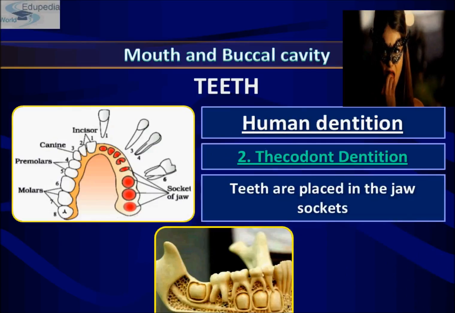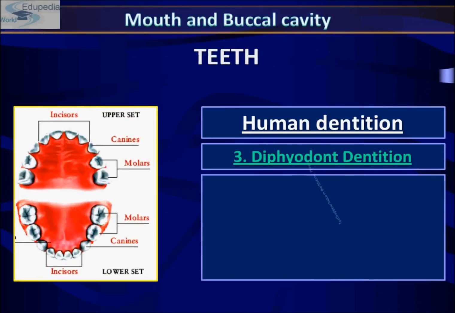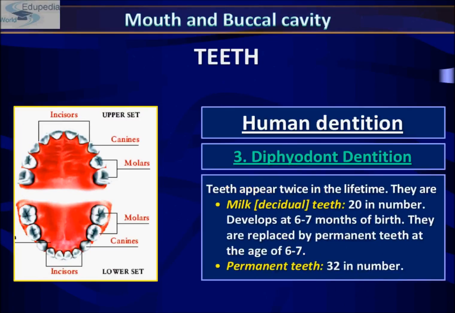Thecodont, as I have told you, means the teeth are placed in the jaw sockets. Now comes the diphyodont dentition, in which teeth appear twice in the lifetime. There are milk teeth, also known as deciduous teeth. They are 20 in number, and they develop at 6 to 7 months after birth. They are replaced by permanent teeth at the age of 6 to 7 years, and the permanent teeth are 32 in number. These are incisors, these are canines, this is a molar. And this is the lower set, and this is the upper set of the teeth.